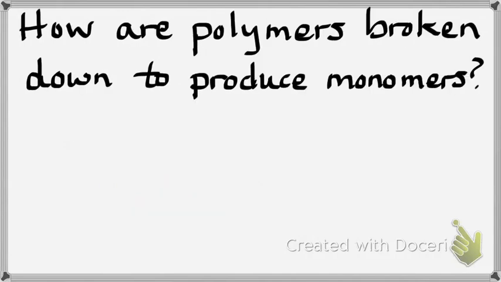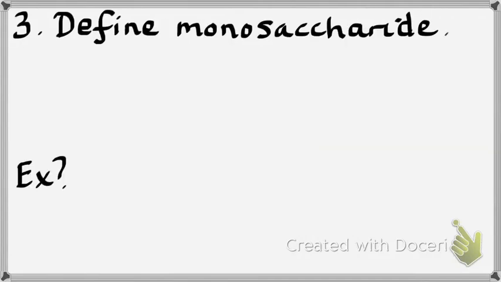Okay, how are polymers broken down to produce monomers? What kind of chemical reaction are you doing? Thank you, hydrolysis. And again, any of those page numbers would be great references. That was all question 2.